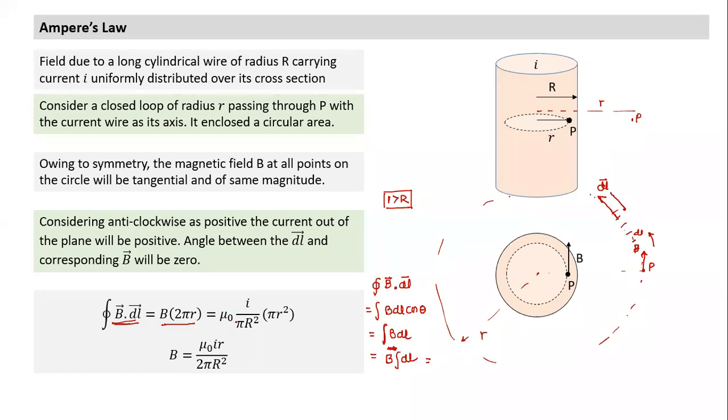Now equate to mu naught I. What will be this term? Will this term remain the same? What is the current enclosed? Earlier the current enclosed was only this area. Now what is the current enclosed when you take this loop here? Is the current enclosed equal to the total current, or only a part of the current, or more than this current I? What is the current enclosed? Total current. And so what will happen? This term will remain the same.